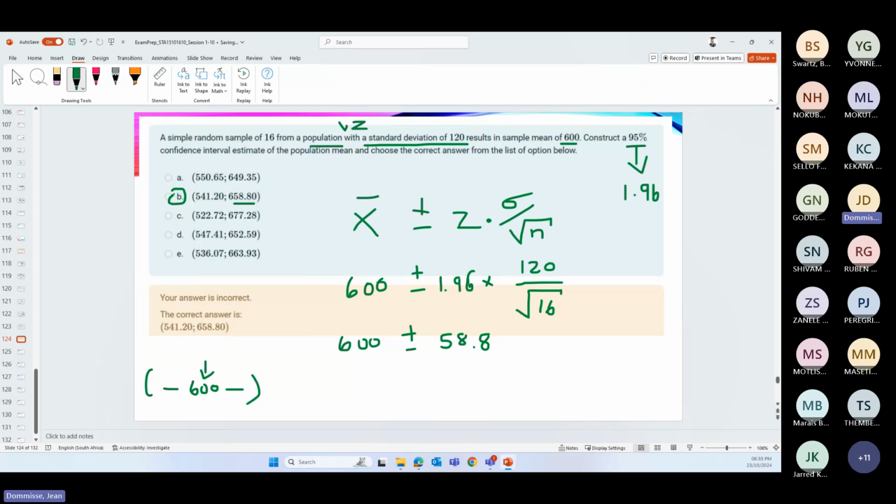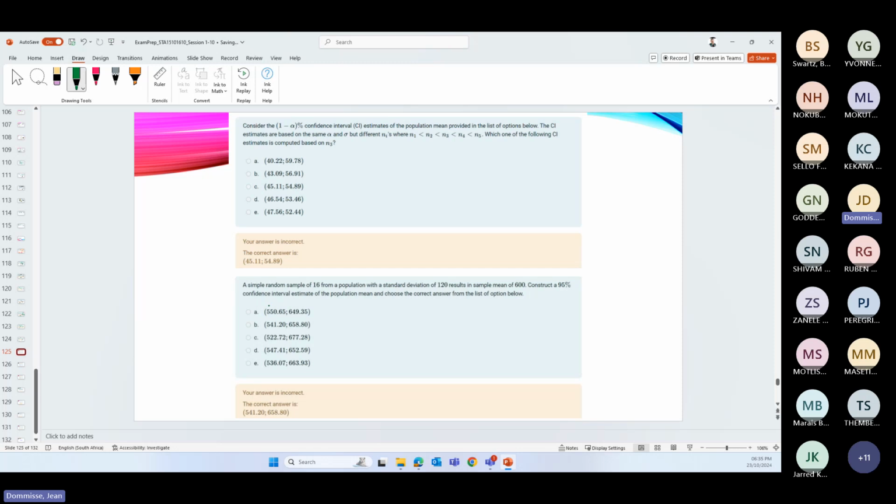Here we've seen that because the population standard deviation is known, we can work with a Z, and then they must tell you what the confidence interval is. It is 95%. So because of that, we can work with 1.96.